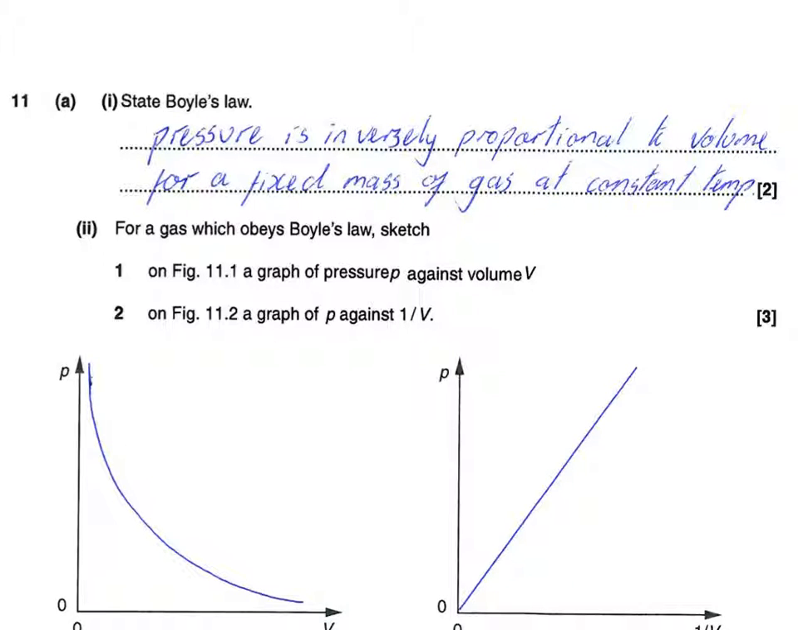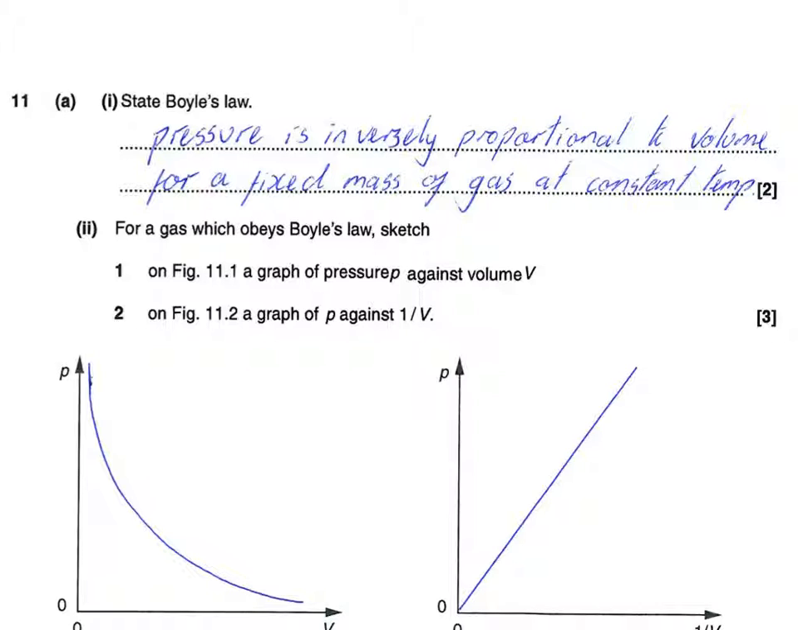So this is G484 homework booklet question 11. Part A, part 1 is a simple statement of Boyle's law. You'll find a statement of that on your definitions cards. So what we're after is pressure is inversely proportional to volume, for a fixed mass of gas at a constant temperature. So the inversely proportional to volume for the first mark, fixed mass of gas at constant temperature for the second mark. There are other ways that they'd accept expressing the inversely proportional to, PV is constant is the most obvious one.